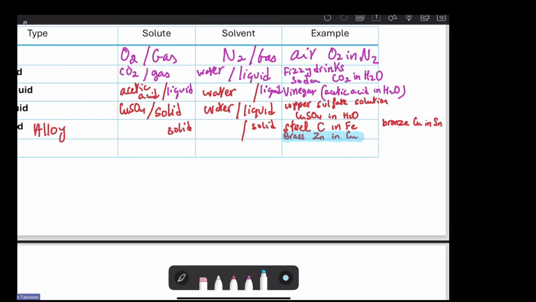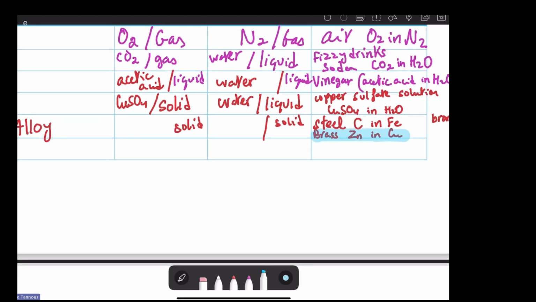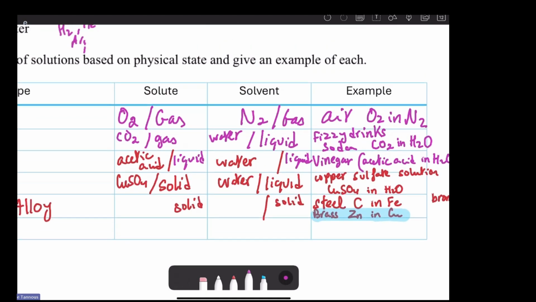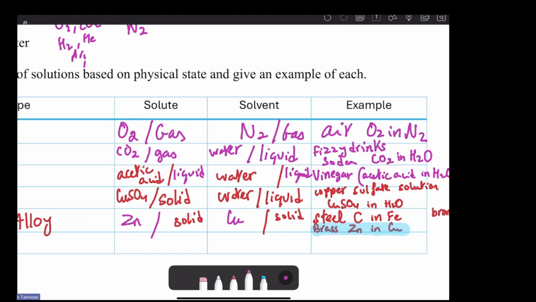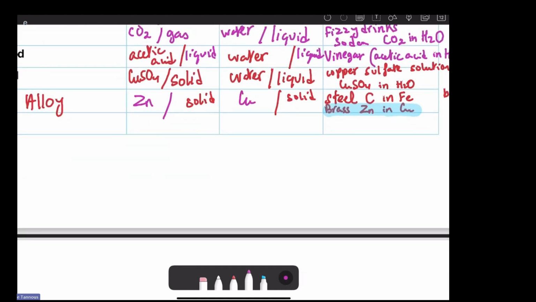Now, let me just take the example of brass, because I need to specify which alloy I'm talking about in order to choose the solute and the solvent. So in brass, it is the zinc solute and copper solvent, the one in larger quantity.